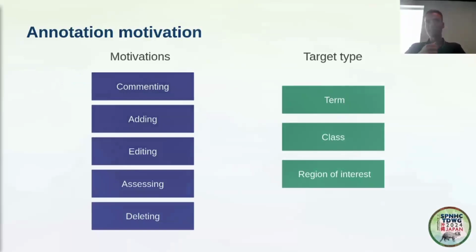And finally, the annotation motivation. It's common to think annotations mostly exist to add information, but in fact we support 5 different motivations that identify the purpose of the provided information. And the image shows which motivation applies to which kind of targets. The region of interest target meaning a visual boundary on an image. So comments apply to all, additions only to terms and classes. Same with modifications. Assessments again to all, as well as deletions.